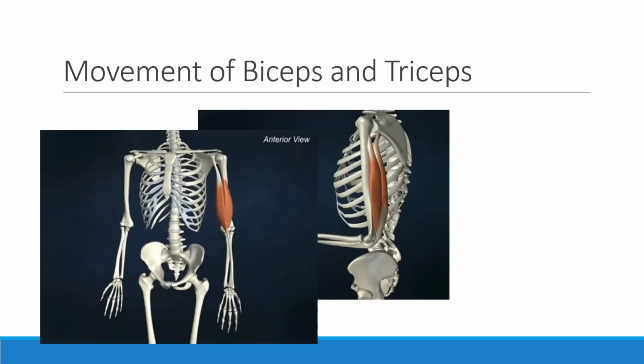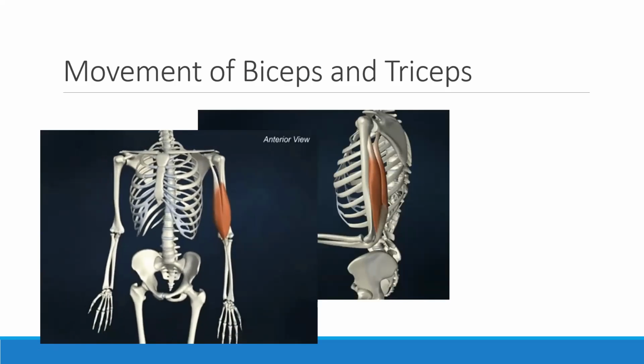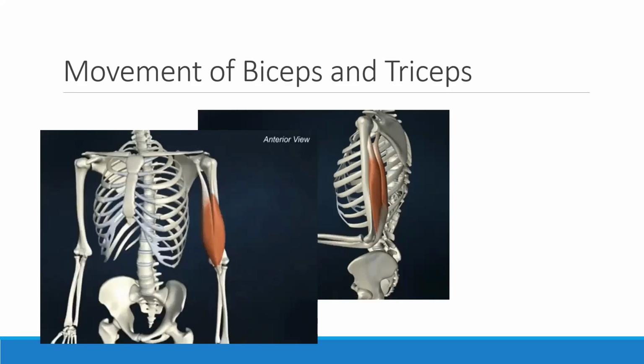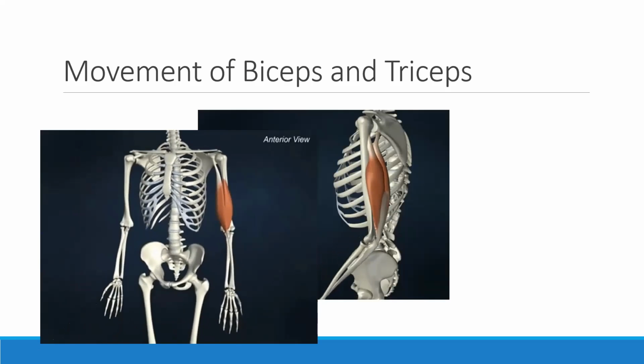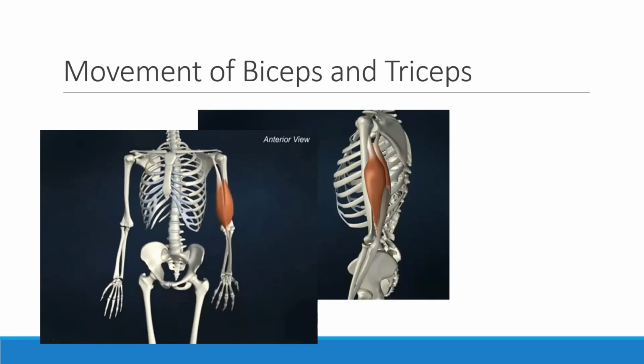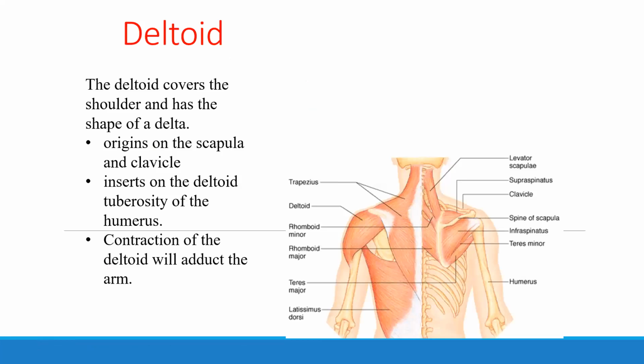Triceps and biceps both have their origins on the head of the humerus and the scapula. The triceps inserts on the olecranon process. The biceps inserts on the radial tuberosity. The biceps causes flexing of the arm. The triceps causes extending of the arm. And they work against each other. Okay.